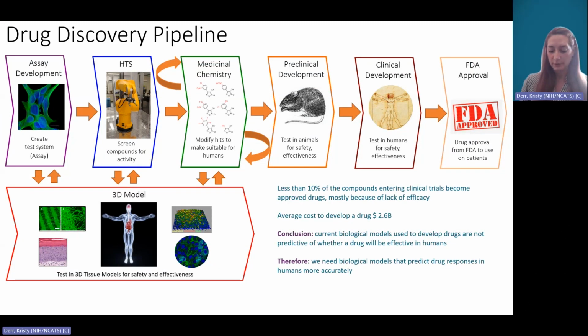Within the drug discovery pipeline, we start with a 2D model to create the intended assay. Very simple, very high throughput. Then we move to screen compounds to pull out the most promising compounds for activity, where we can screen hundreds of thousands of compounds. Then we modify those hits to make them potentially suitable for humans. Next is an animal model, eventually making its way to clinical trial.